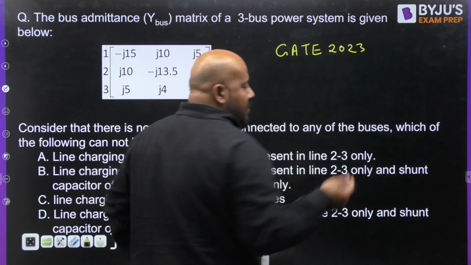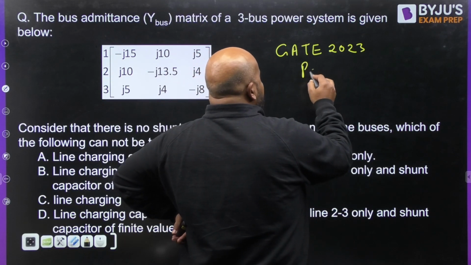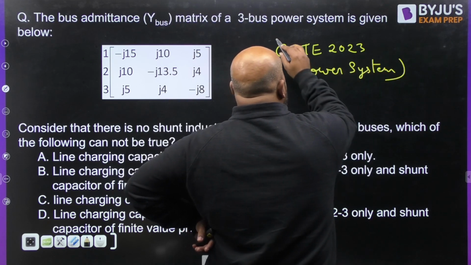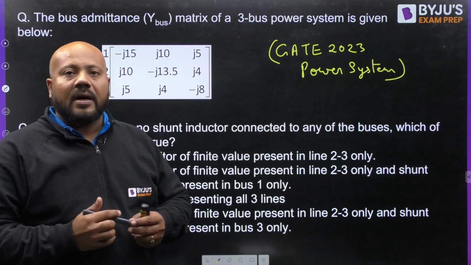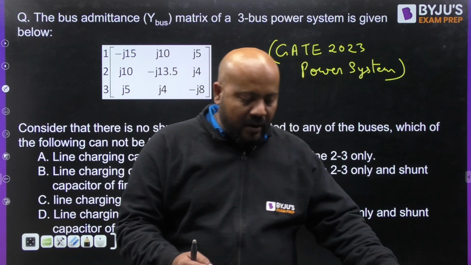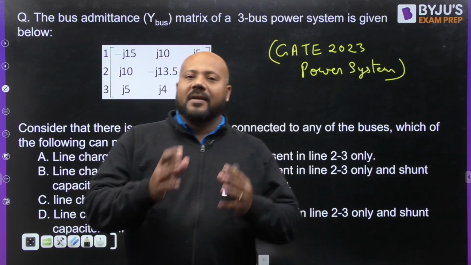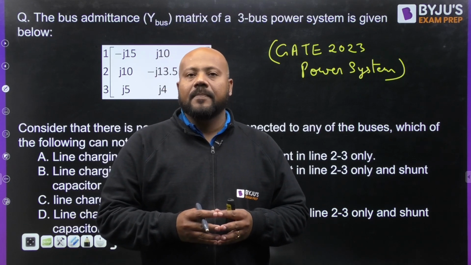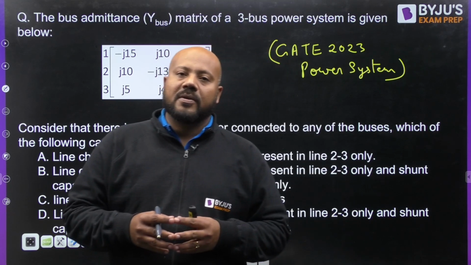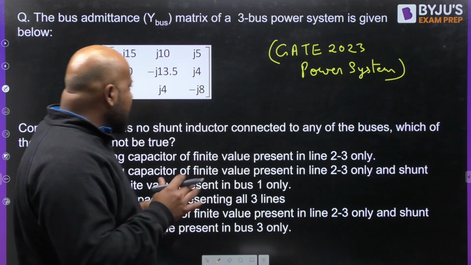It was the GATE 2023 examination, which was very recently conducted, and the subject is power system. Because this was a good, tricky question, I thought of giving a complete explanation for it. It will not only tell you whether you have opted for the correct answer or not, at the same time, it will also give you a better understanding of the difference between a shunt element and the line charging capacitance.